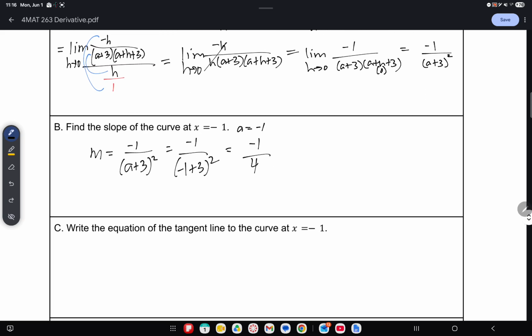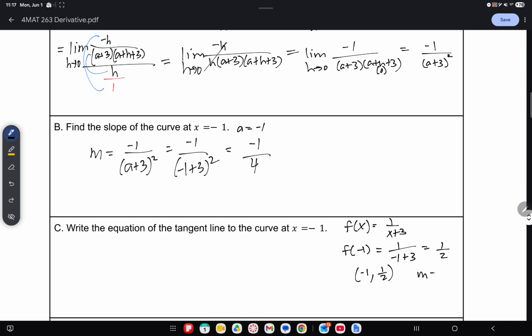So all right, let's do the tangent line. Our original function was what? 1 over x plus 3. So I probably need a y value to get the full equation. Let's substitute in negative 1. So 1 over negative 1 plus 3 is 1/2. So my point is negative 1, 1/2.